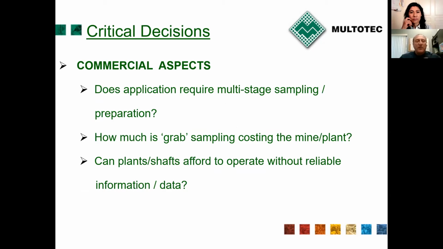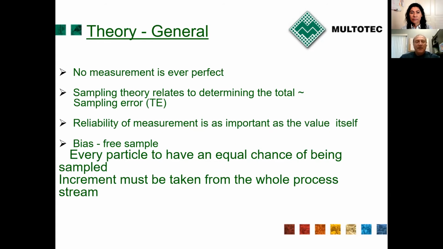So all those critical decisions: do we apply multi-stage sampling or not? Are we going to select a big equipment or not? What is the cost of sampling and how will it affect the plant operation and so on? So from the theory of sampling, what do we measure? We are measuring the total error of sampling.